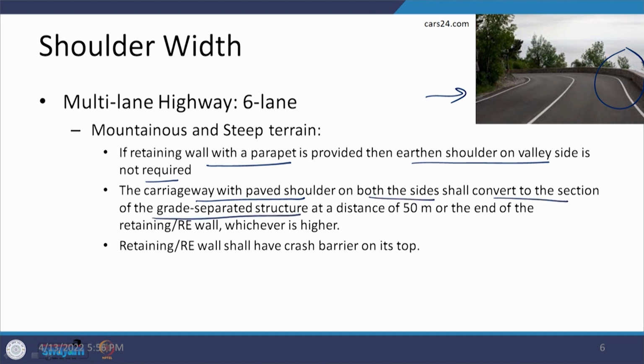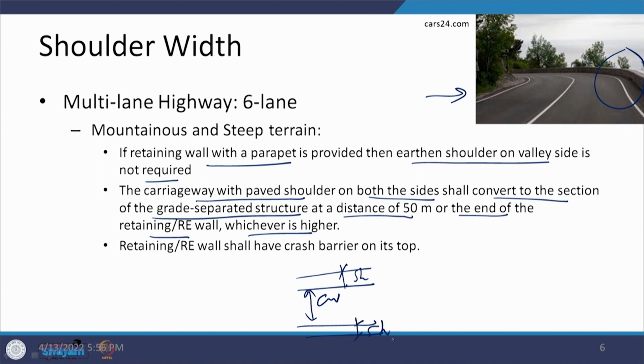Another thing is that the carriageway with the paved shoulder on both sides shall convert to the section of the grade separated structure at a distance of 50 meters, or at the end of the retaining wall or RE wall, whichever is higher. Now, what does that mean? This means that you are coming with a particular profile. This is a carriageway being provided, and then we have a shoulder on either side, a shoulder on this side and a shoulder on the other side.